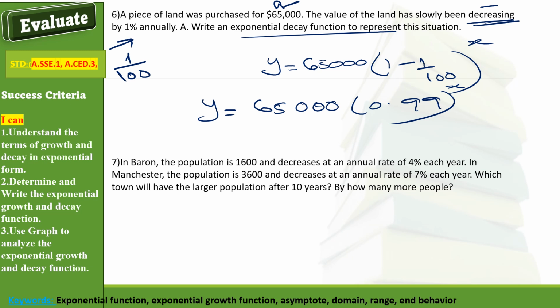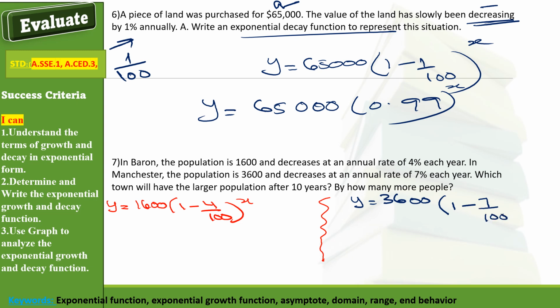Okay, now this is an interesting example. In Baron, the population is 1600, which means that in the start the population is 1600. At an annual rate of 4% each year, it decreases. It means 1 minus 4 over 100 whole to the power of x. Whereas they are saying that in Manchester, the initial population was 3600 and it decreases at a rate of 7% each year, which means 7 over 100 whole to the power of x.